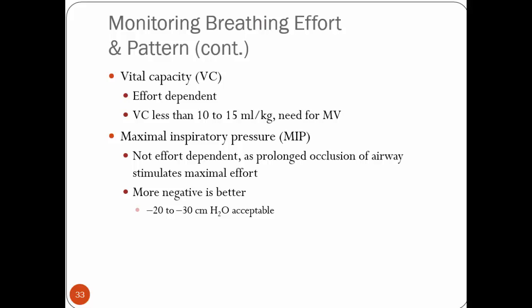The maximum inspiratory pressure, or MIP. You also may hear this called the NIF. This is not effort dependent, as prolonged occlusion of the airway stimulates maximum effort. And in this case, the more negative, the better. Minus 20 to minus 30 is acceptable, but normal is around negative 100.